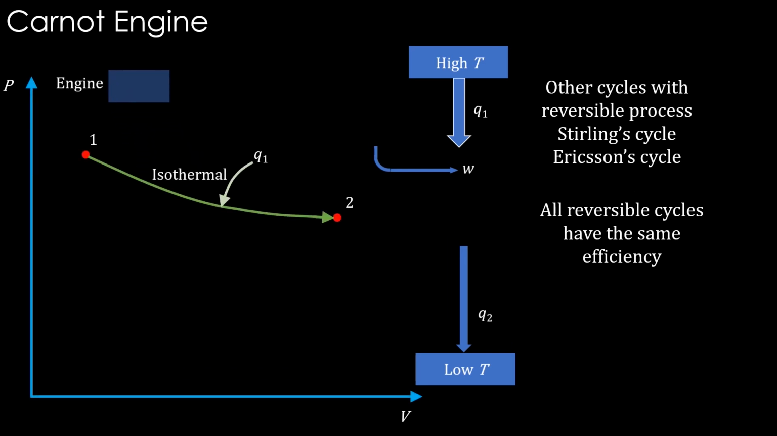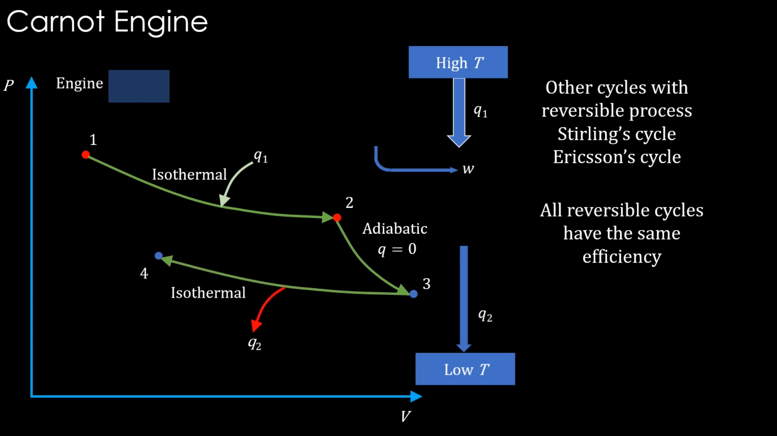State 1 to state 2 through isothermal expansion. Heat Q1 is supplied in this step to maintain the temperature constant. Then an adiabatic expansion from state 2 to state 3. It's adiabatic, so no heat exchange takes place.